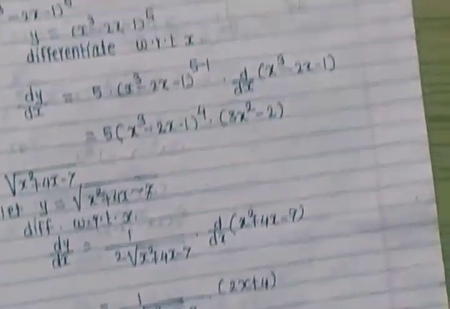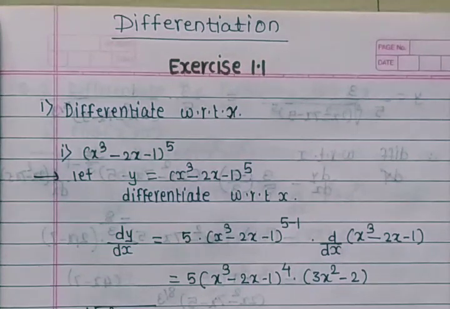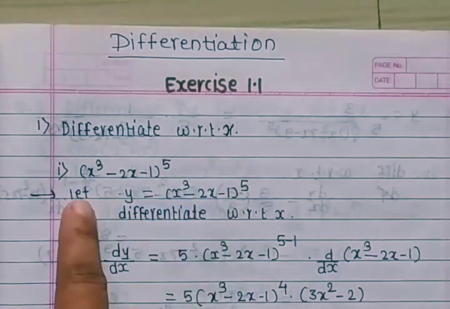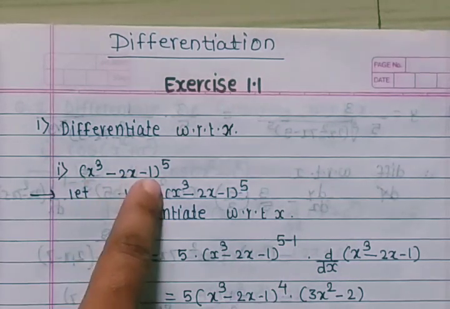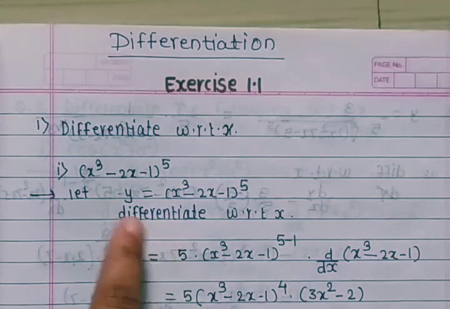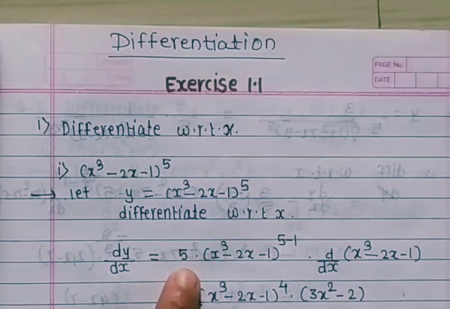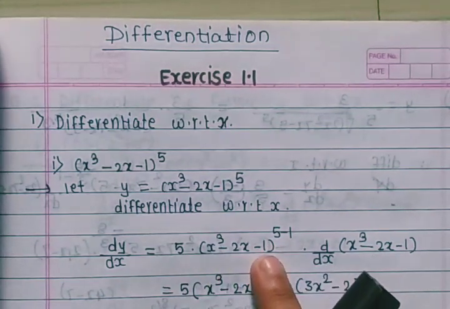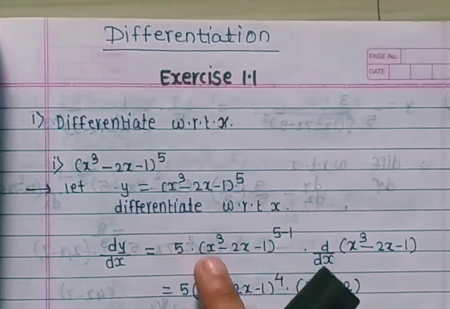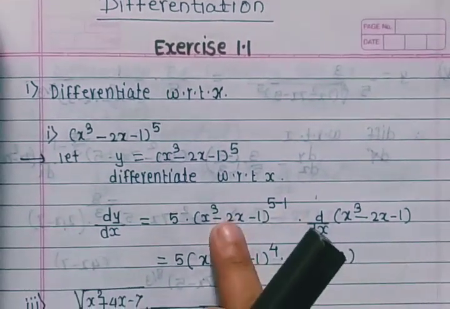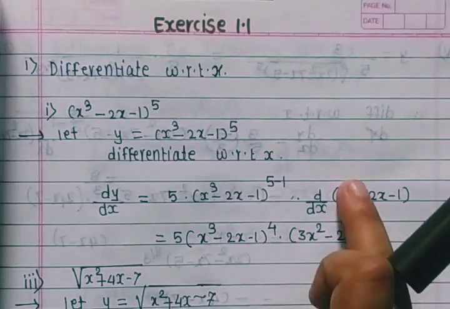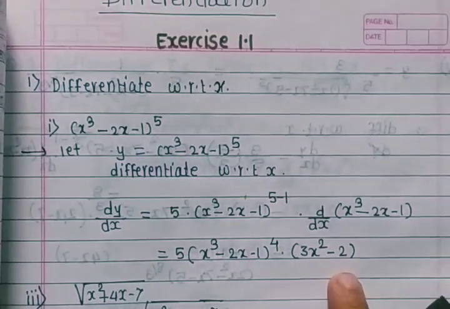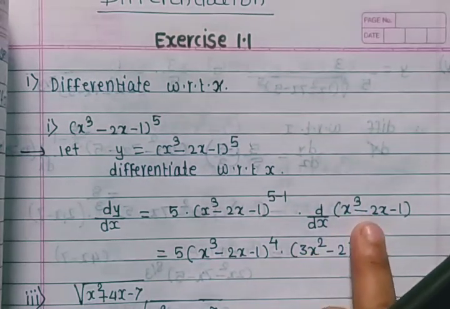Now we will start exercise 1.1. First example is differentiate with respect to x, y is equal to x cube minus 2x minus 1 raised to 5. dy by dx is equal to, use here f of x raised to n, n is equal to 5, f of x equal to x cube minus 2x minus 1. 5 into f of x raised to n minus 1, that is 5 into x cube minus 2x minus 1 raised to 5 minus 1, into derivative, that is d by dx of x cube minus 2x minus 1, equal to 5 into x cube minus 2x minus 1 raised to 4 into 3x square minus 2, since derivative of x cube is 3x square and derivative of 2x is 2.